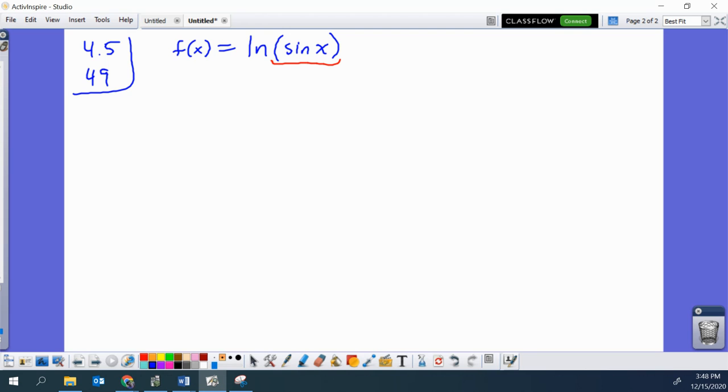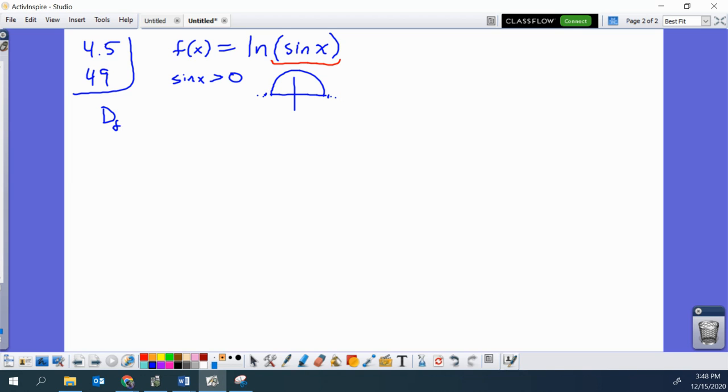So for the domain, I'm going to say, okay, sine of x has to be greater than 0. And if I picture the unit circle, I'm looking at the values on the top half of the unit circle, where the y coordinate is positive, because that's where the sine of x will be positive. And so my domain for f of x is going to be 0 to pi, right? And then 2 pi to 3 pi. Also negative 2 pi to negative 1 pi. Basically, any even multiple of pi to the next odd multiple of pi.